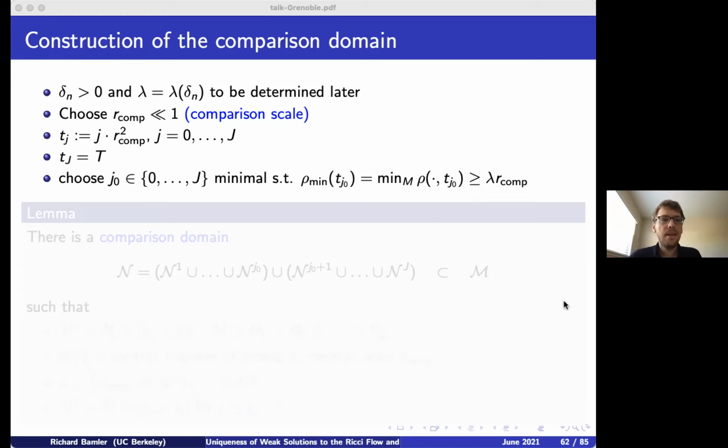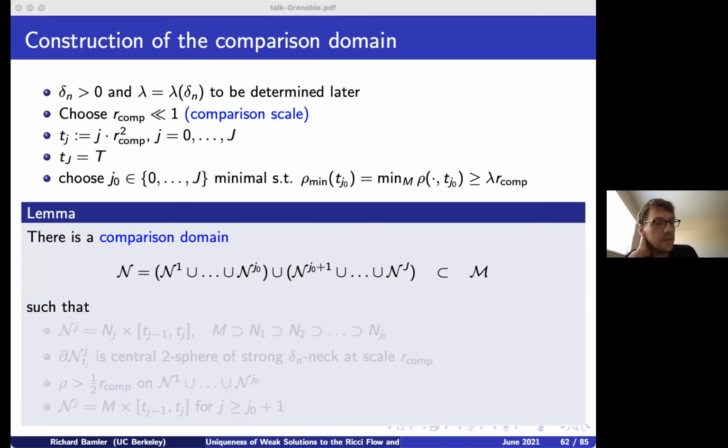Okay, so with these objects, I will now define this comparison domain. And this comparison domain N will be a subset of the singular Ricci flow M, and it will have this form. It will be a union of certain time slabs, N_1 and so on until N_j, such that the following is true. Every N_j is just a product of some subset N_j of M times the time interval from time t_{j-1} to time t_j. And these N_j's are decreasing subsets up until the j naught.